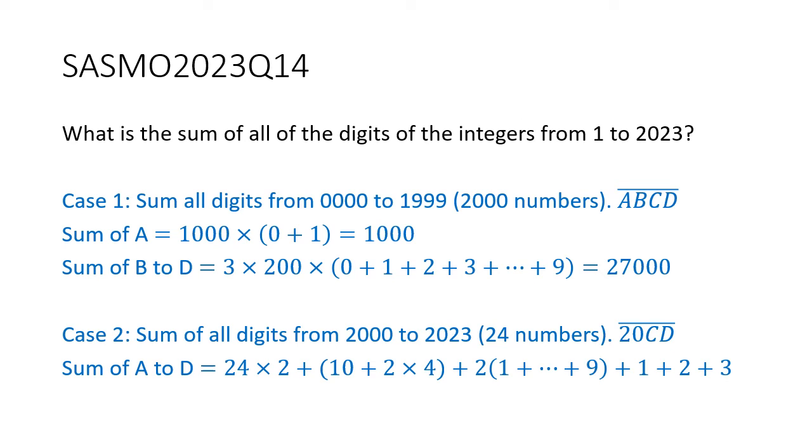And lastly, in the ones place, we have the numbers running from 1 to 9 twice, plus 1, 2, 3. So if we add it all up together, that's 162. So the total will be 28,162.